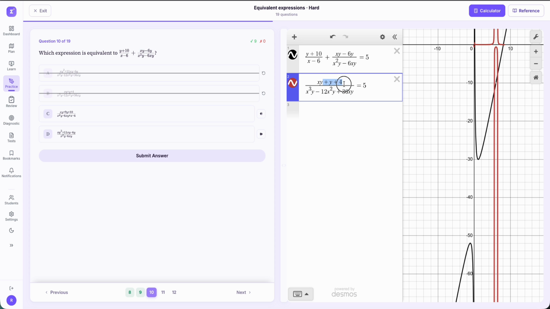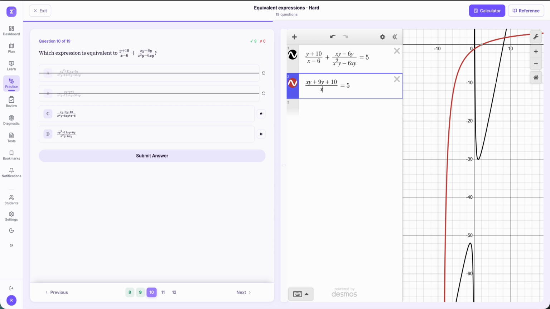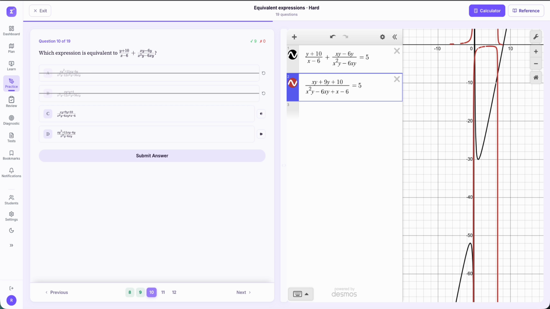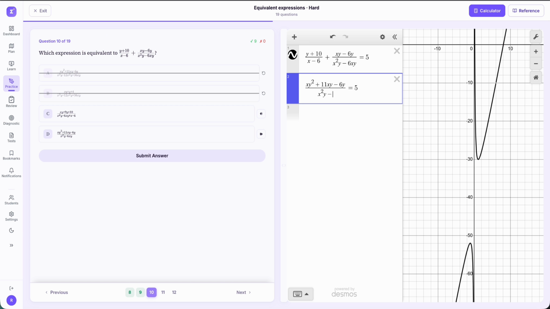So, let's go with C next. xy plus 9y plus 10. And on the bottom, it's going to be, let's see, x squared y minus 6xy plus x minus 6. Okay, that's not it. So it's got to be D, unless I just read one of these wrong, but let's try it out. Sometimes that's it. You just got to suffer and go through all of them, and it's the last one. x squared y minus 6xy. There it is. They match, right?